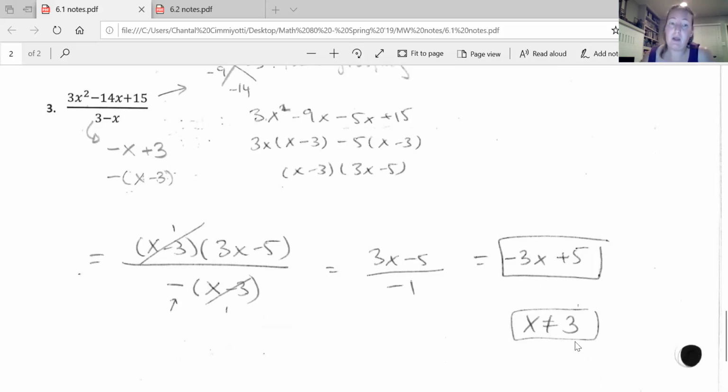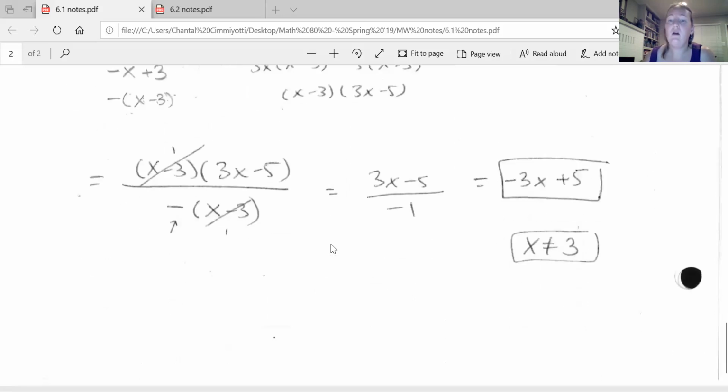And the restriction would be what makes the denominator 0. So 3 minus 3. You cannot have x be 3. You can see it also here. 3 minus 3 would be 0. So -0 is just 0. So that is 6.1.